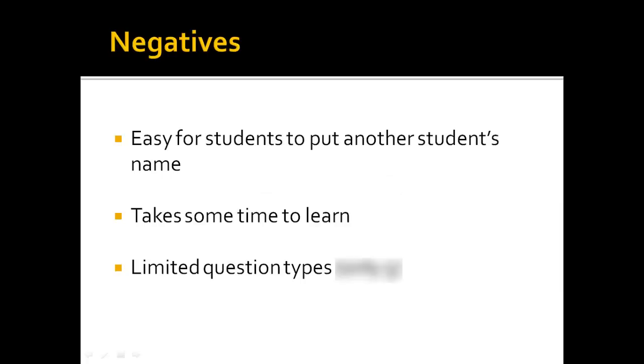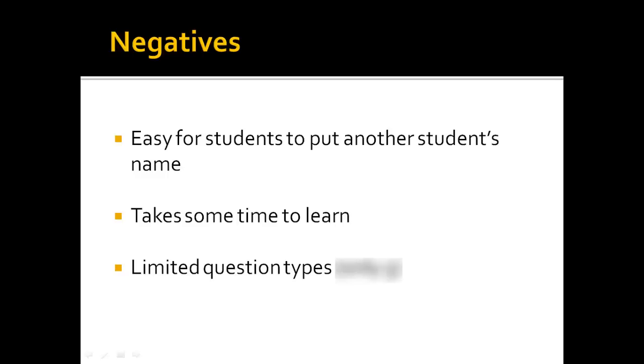Some negatives. Well, if you really want to grade the students based on some of these quizzes, as far as comprehension is concerned, it would be easy for students to put another student's name. We can get around this by giving a student an individualized number before each quiz, and therefore they wouldn't know what each other's numbers were, and then you'd be able to post the results publicly as long as the student still remembers their number.